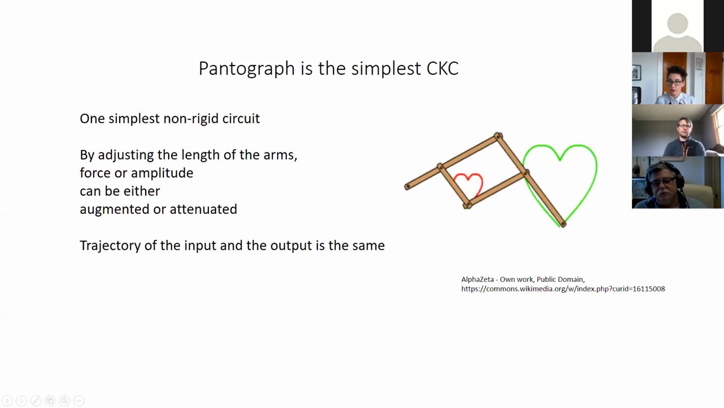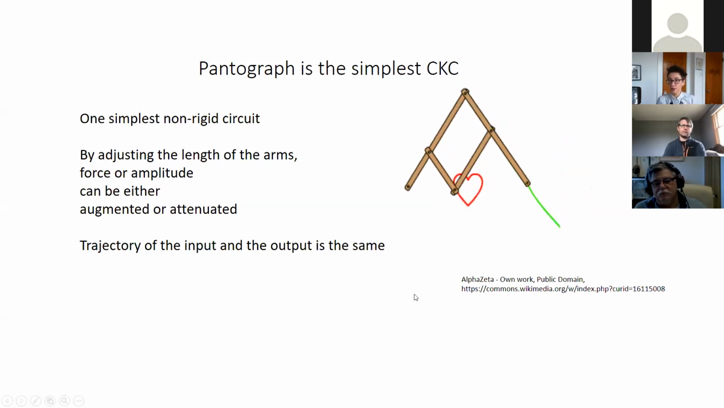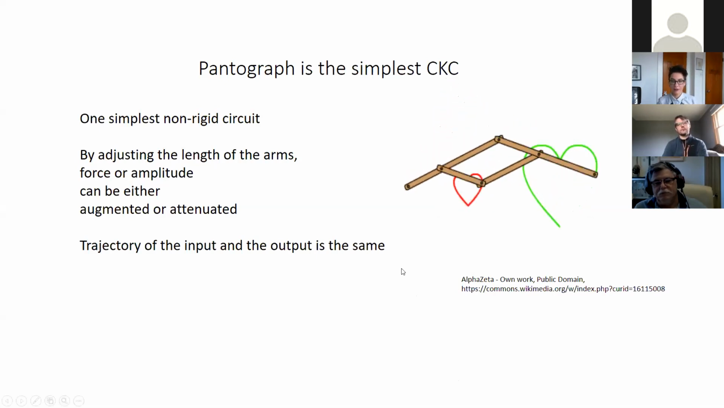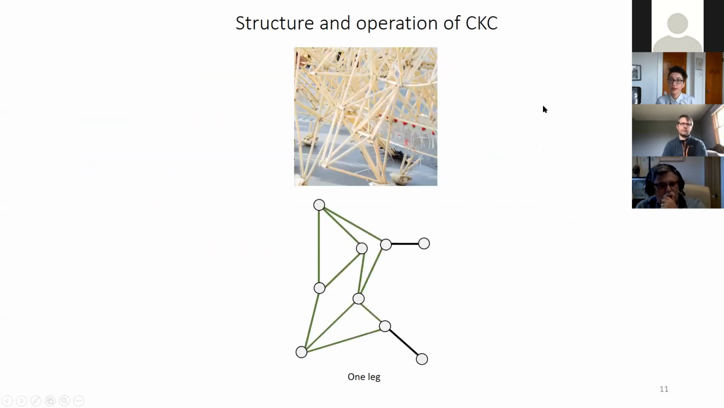The pantograph is an old invention of artists that was used originally to reproduce certain shapes with a high degree of precision. Here, by modifying the length of the arms and by applying some force here, we can either attenuate or augment the amplitude of the movement. Interestingly, because it's a very simple chain of just 4 links, the trajectory of the input and the output is the same. But now let's dissect the leg of the Strandbeest and see which elements constitute this basic feature.